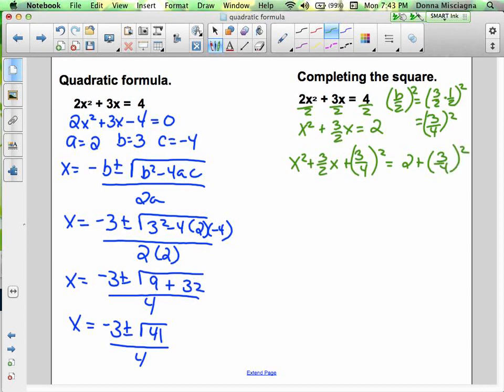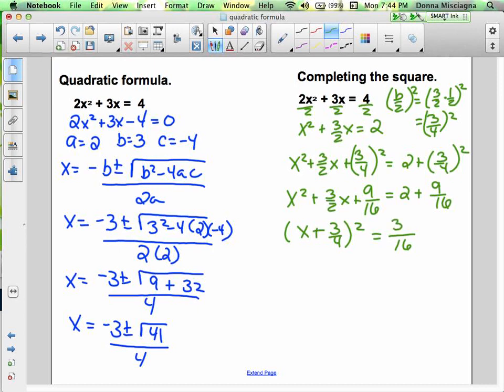Boom. And so we have x squared plus 3 halves x plus, square the 3 and we'll square the 4, that's going to be 9/16, equals 2 plus 9/16. So over on the left-hand side, that's going to factor to x plus half of 3 halves, which was 3/4, the thing we squared. So x plus 3/4 squared equals, we need a common denominator, so 2 has got to have a denominator of 16. So I've got to multiply 2 by 16. That's going to be 32 plus 9, divided by 16.